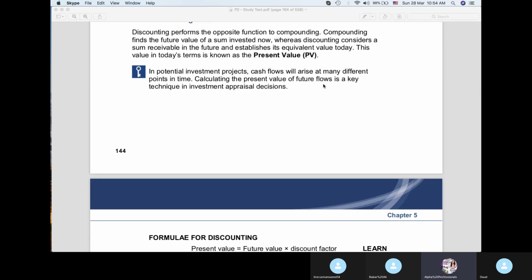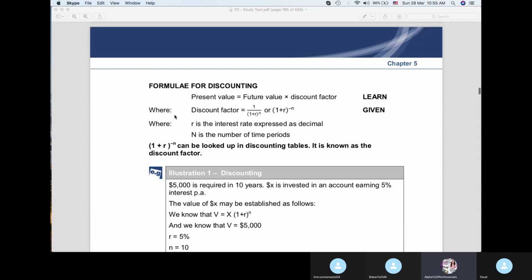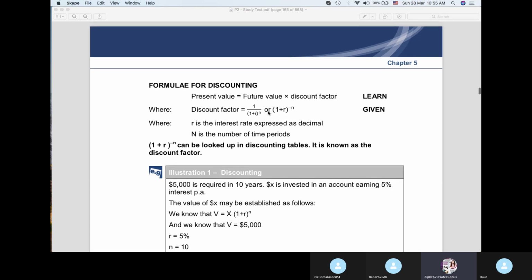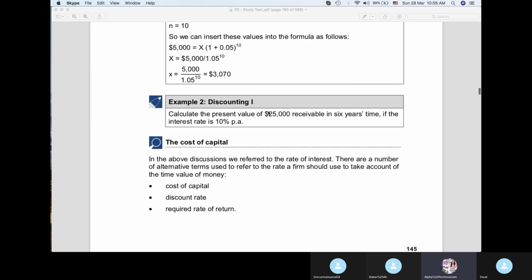Calculating the present value of future flow is a key technique in investment appraisal. So this is again a formula. You could see it. It is again just like the same kind of formula you have studied for compound interest. So it would be giving you the present value.